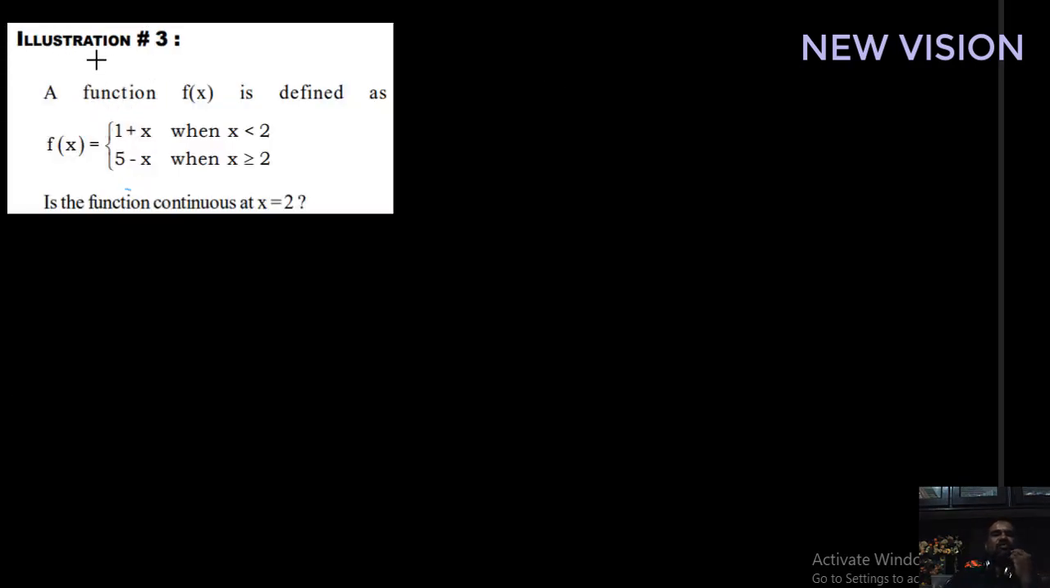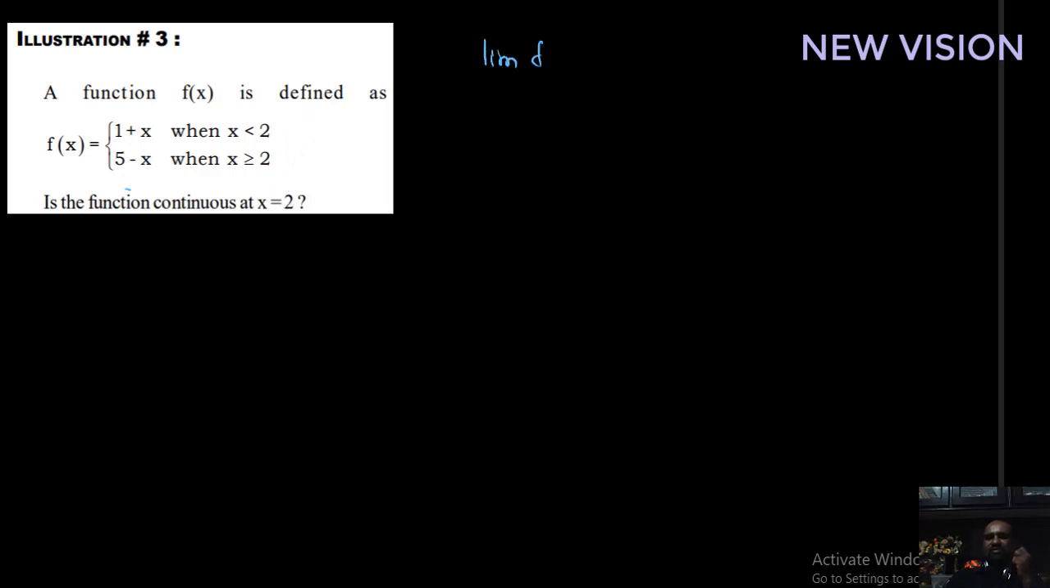Okay, so our next problem: a function f of x is defined by f of x equals 1 plus x for the values of x less than 2, and f of x equals 5 minus x for the values of x greater than or equal to 2. Is the function continuous at x equal to 2? So what should we do, Nana?